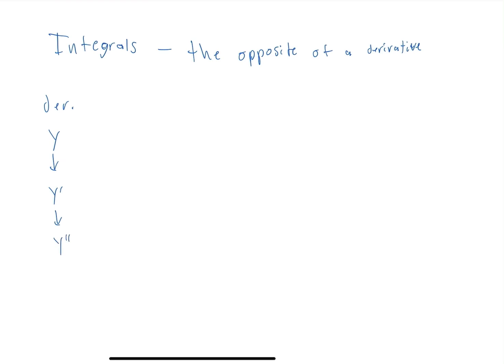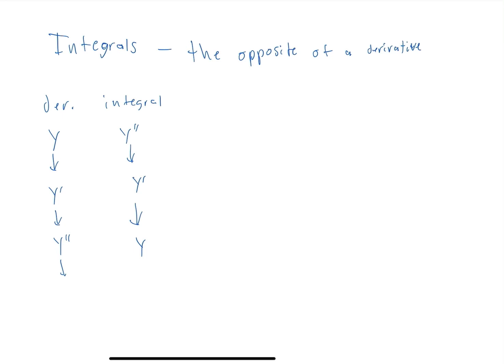Today we're going to be talking about integrals. Now, what is an integral? An integral is kind of like the opposite of a derivative. It's how you go, say with a derivative, from y to y prime to y double prime and so on. An integral is how you go from y double prime to y prime back to y.